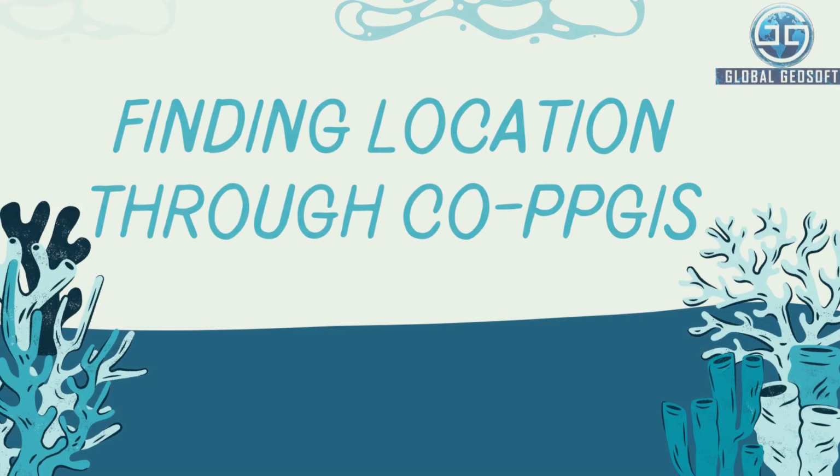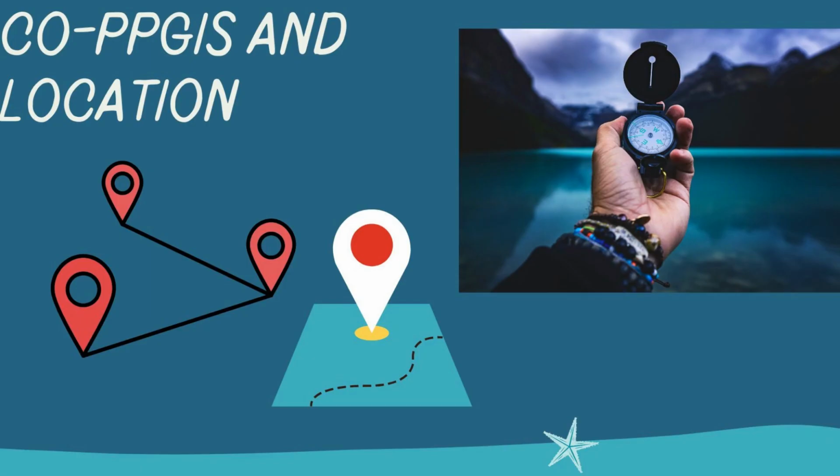Co-PPGIS is an approach that involves local communities in the process of collecting, analyzing, and interpreting spatial data. This approach is useful in finding locations that are of interest to the community, such as potential sites for new infrastructure or areas for conservation. The community involvement in Co-PPGIS can lead to a more accurate understanding of the local context, as community members have intimate knowledge of their surroundings. This can help in identifying locations that may have been overlooked or undervalued by traditional mapping methods.